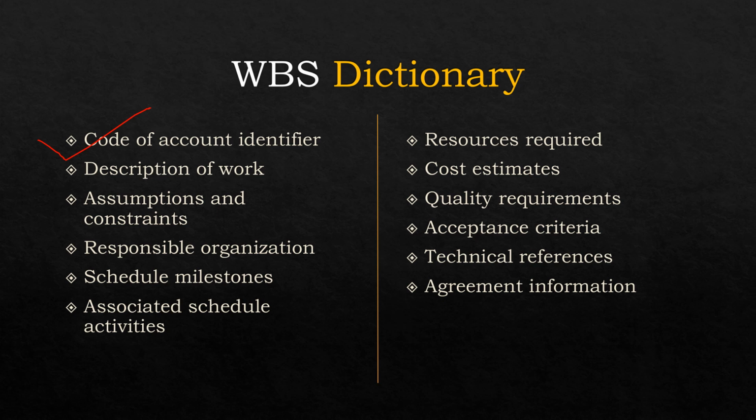The second important information it contains is the description of work, or description of the work package. Assumptions and constraints about this work package. Who is the responsible organization? Any schedule milestone, I mean at which milestone this particular deliverable will be delivered or completed. Associated schedule activities, at what time which activity will be performed.